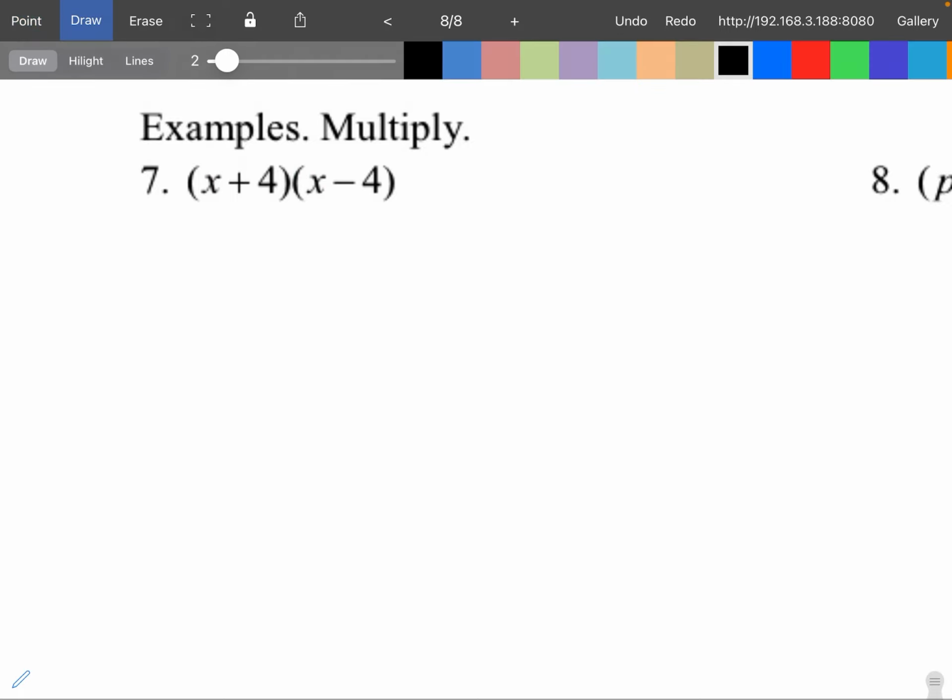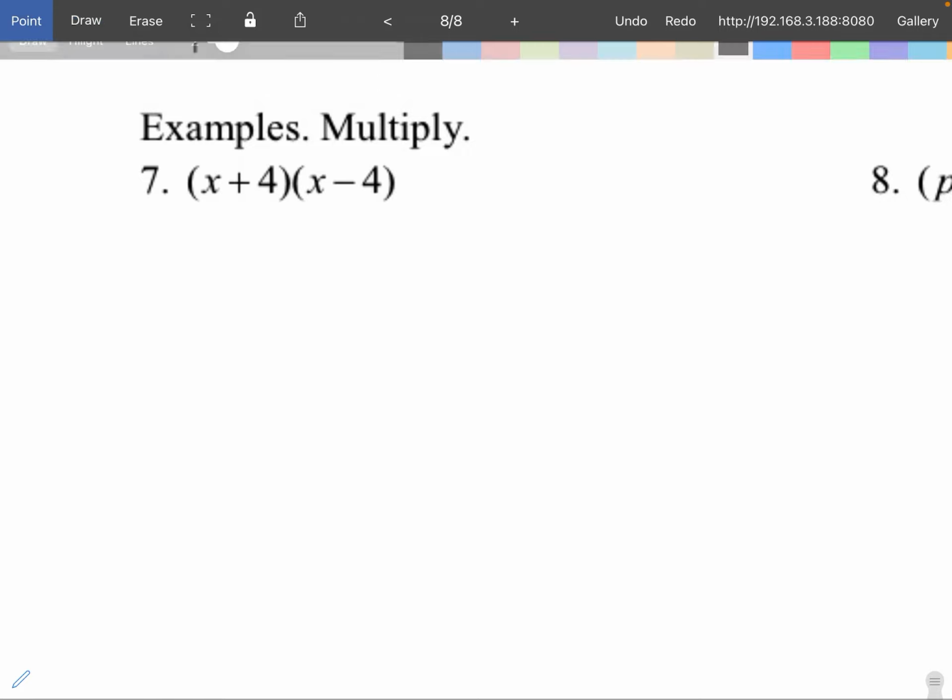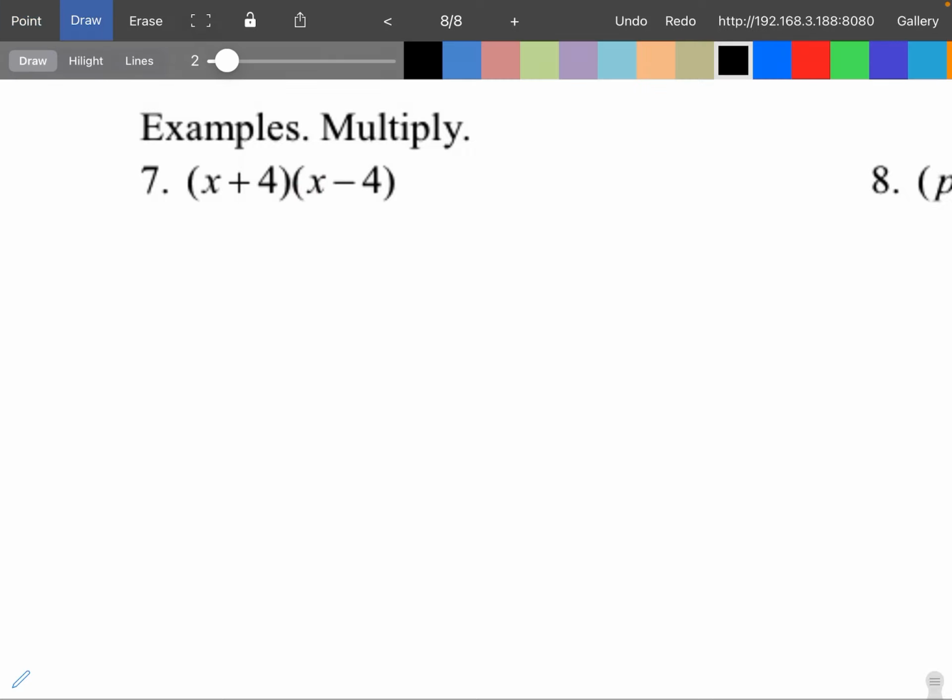All right, so we're going to start out, we're going to do x times x. X squared. Yes. Don't say x2. It's x squared or x to the second power.